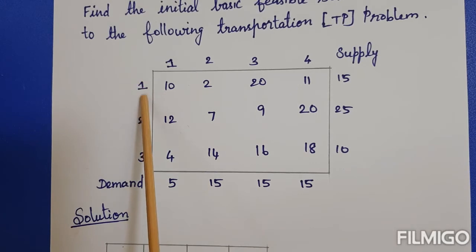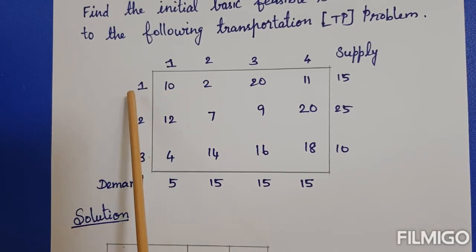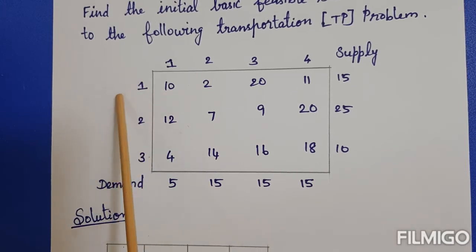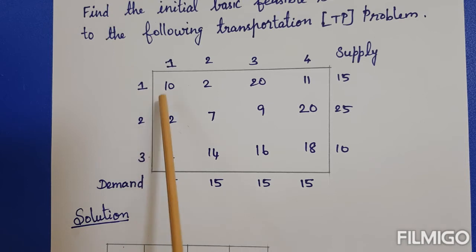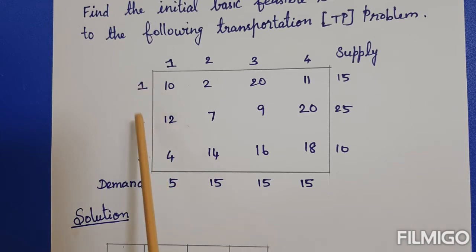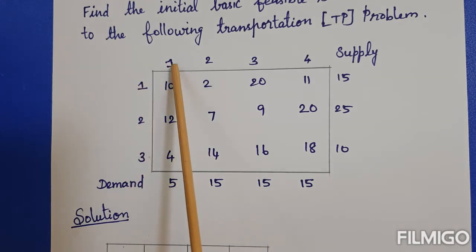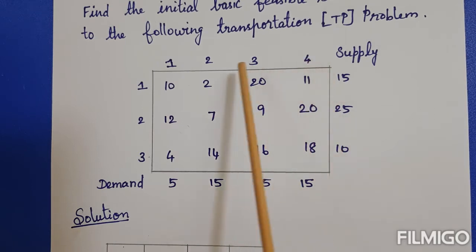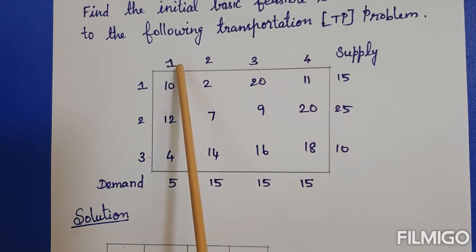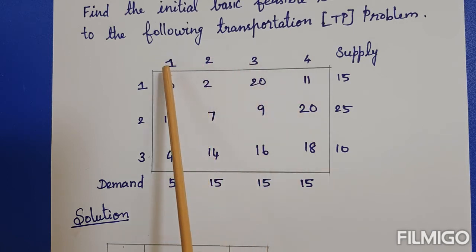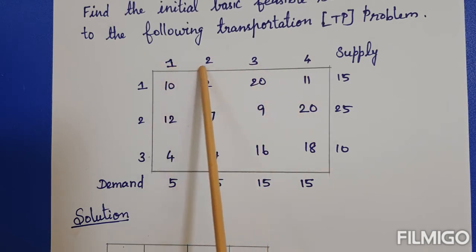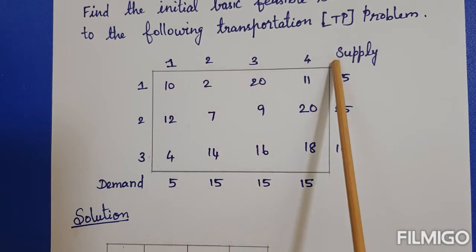These are the sources. Generally we denote this as Si. This is S1, this is S2, this is S3. Instead of writing S1, S2, S3, we simply write this as 1, 2, 3. These are the destinations. We generally denote this as Dj. Instead of writing D1, D2, D3, D4, we simply write these as 1, 2, 3, 4.